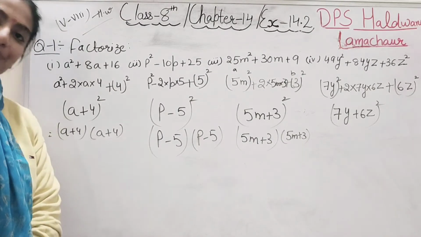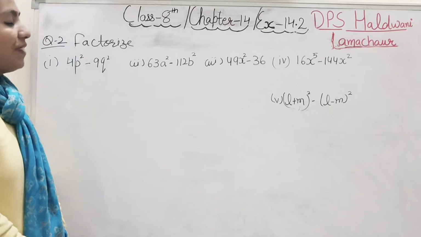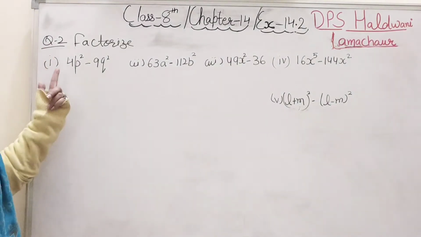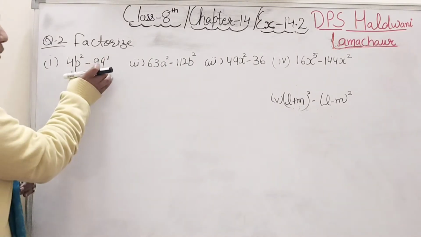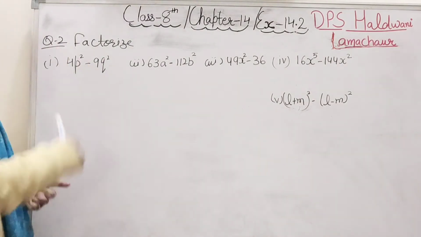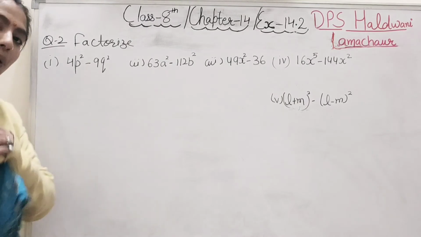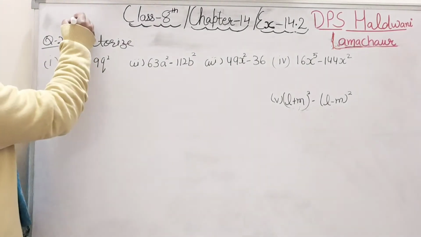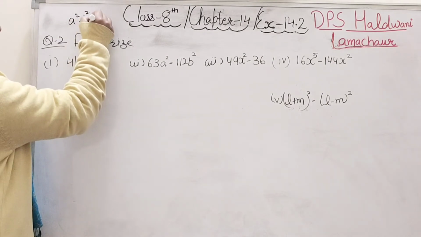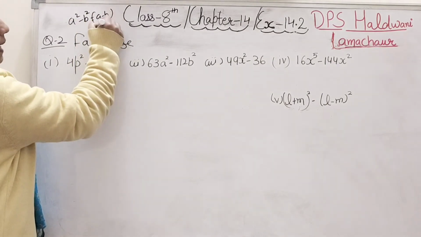Coming to our next question. Coming to our question number 2, factorize. Question number 2, very first part. 4p square minus 9q square. So we have only 2 terms and in the middle there is minus. So now you know one identity of a square minus b square, that is a square minus b square. Everyone knows a minus b, a plus b.